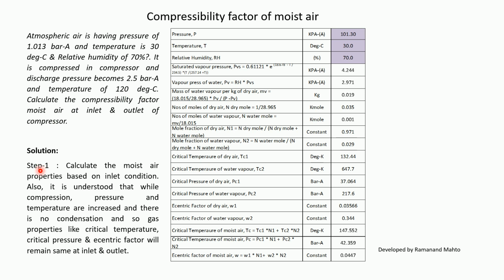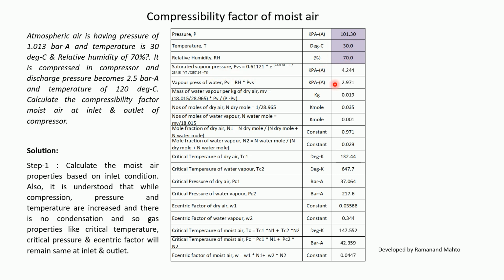Solution. First step, calculate the moist air properties based on the inlet condition. Also, it is understood that while compression, pressure and temperature have increased and there is no condensation, so gas properties like critical temperature, critical pressure and eccentric factor will remain the same at inlet and outlet. So pressure is 101.3 kilopascal absolute, temperature is 30 degrees, relative humidity is 70.